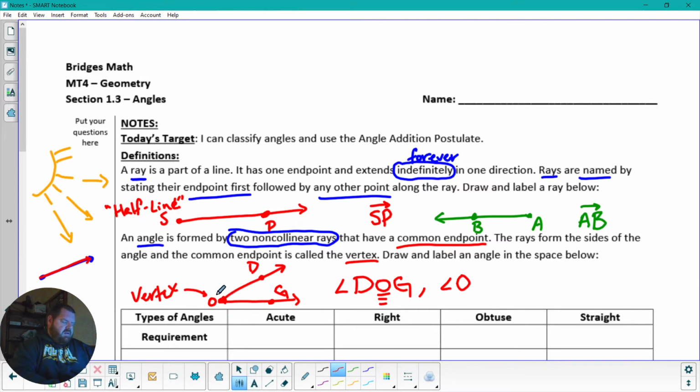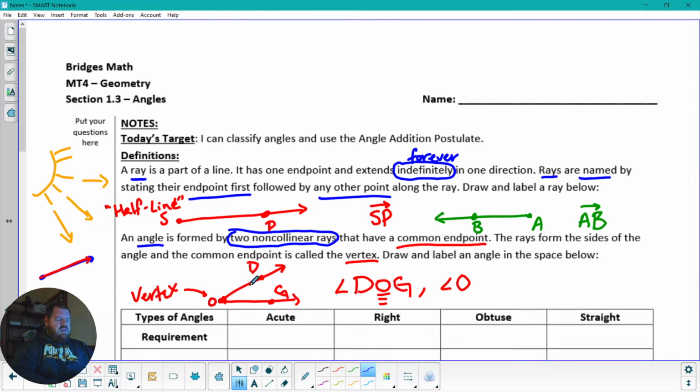I wish I would have drawn this the other way, but that's okay. If I had another ray coming out of point O, then it wouldn't be obvious what angle O is. But without that point there, I think we're good to call it angle O.